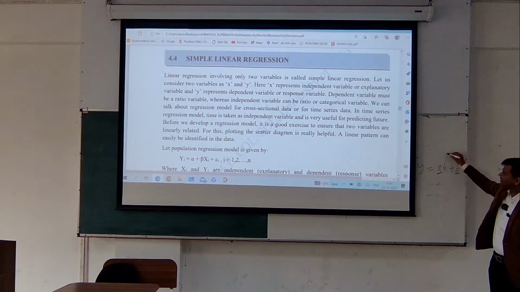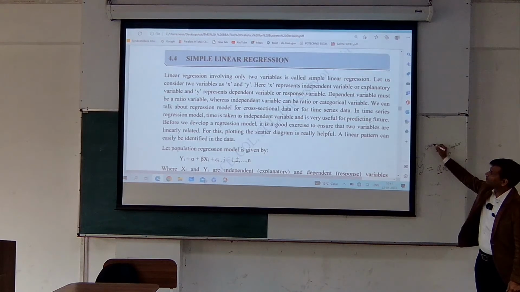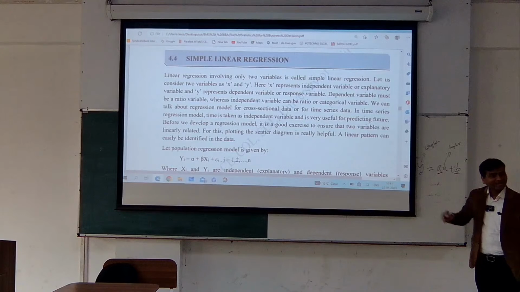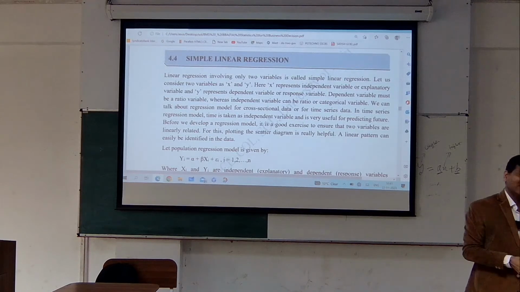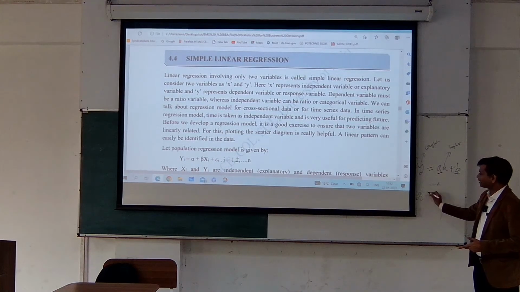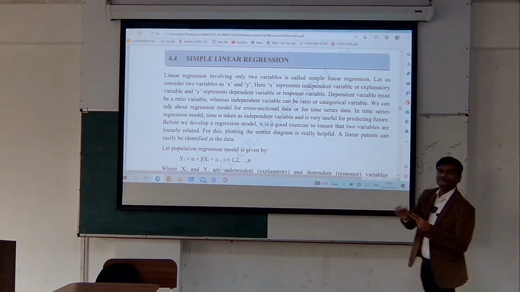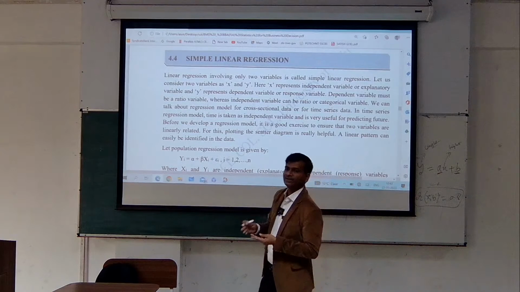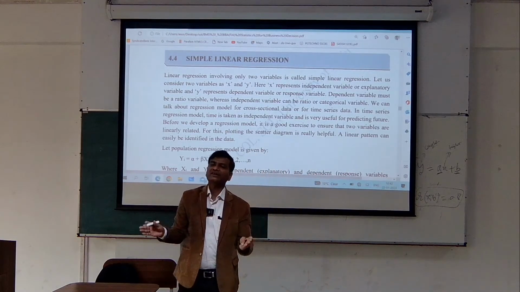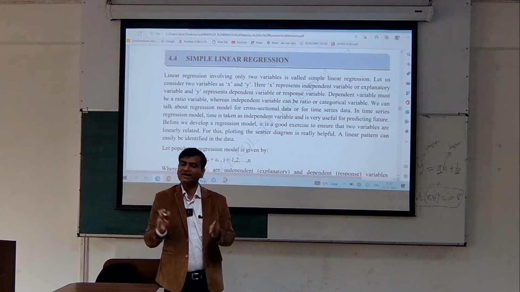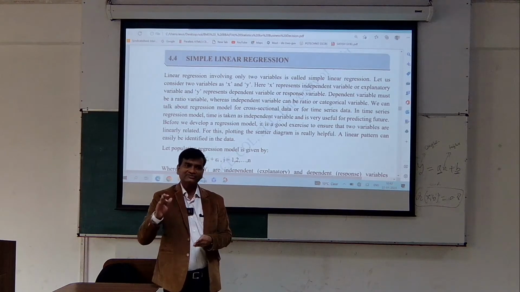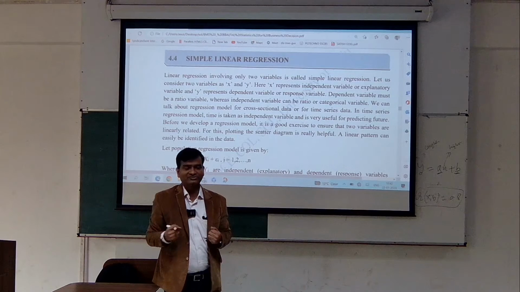This x may be your height, okay. X may be the height and y may be the weight. X may be the price, y may be the demand. Till now you have to find only the r between x and y. You are saying 0.8. What do you mean by r? The correlation between height and weight is 0.8. It means there is a positive relationship between x and y, and a good relationship. 0.8 is a good, strong relationship you can say.